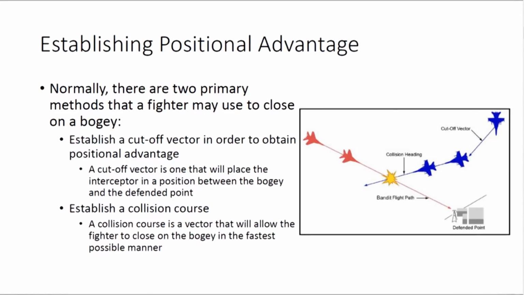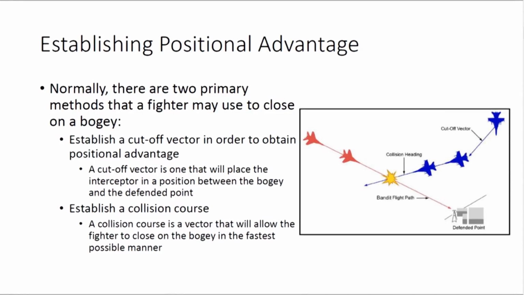So there are two primary methods that we'll use to obtain that positional advantage. We will use one or both. One of them is a cutoff vector. So a cutoff vector is very quickly getting yourself in a position that allows you to place yourself between the enemy and the defended point or the defended airspace.